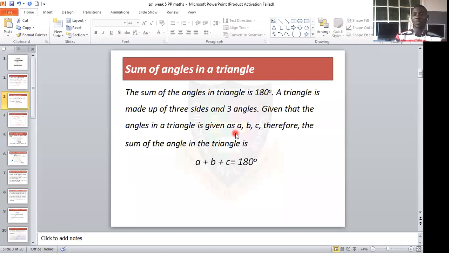So the sum of angles in the triangle now, what's the sum of all the individual angles in the triangle to give you? 180. A plus B plus C must be equal to 180 degrees. So let me show you a diagram about it.